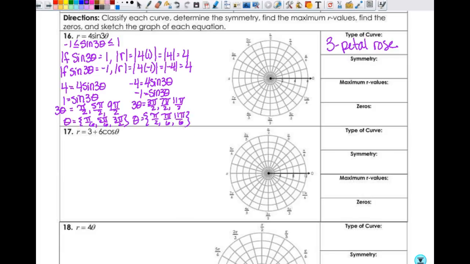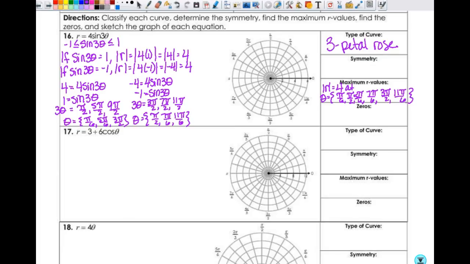So my maximum R values, so the absolute value of R is equal to 4 at theta equals, right, then that's going to give me pi sixths, then pi halves, 5 pi 6, oops, 7 pi 6, 3 pi halves, and 11 pi sixths.